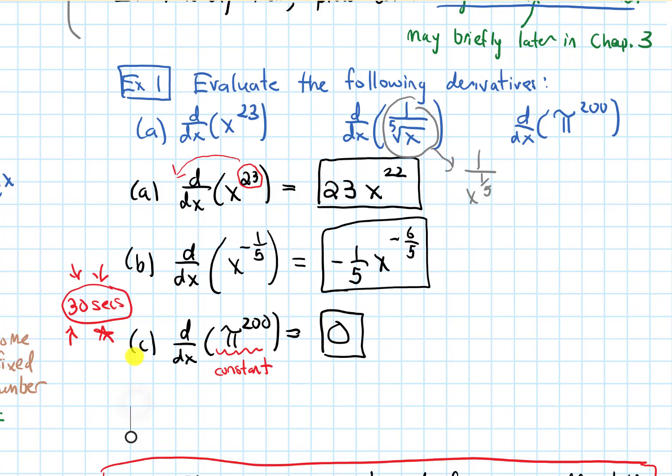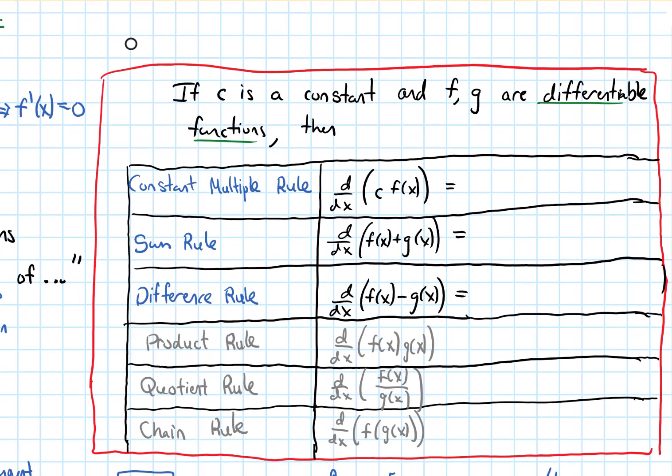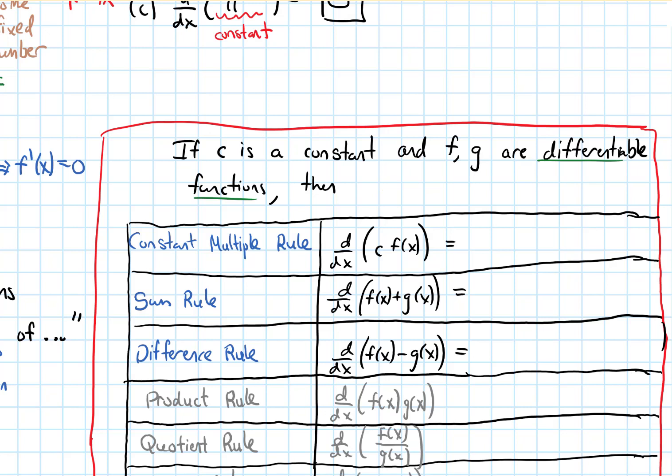All right, so next we're ready to state some more rules. For these, I need some preliminary information. If c is a constant and f and g are differentiable functions, so we know what it means for a function to be differentiable at a point. We talked about that in a previous section. When we say two functions are differentiable, just in general, this means they are differentiable everywhere.